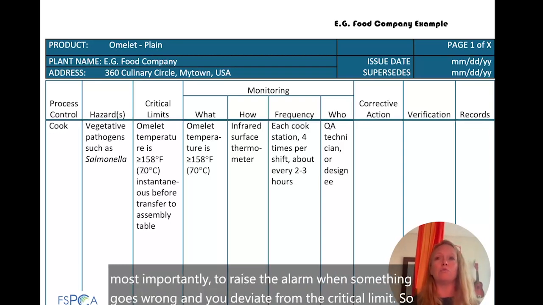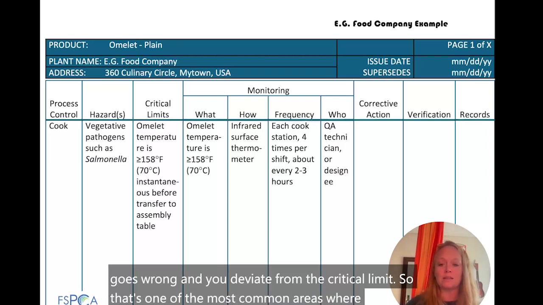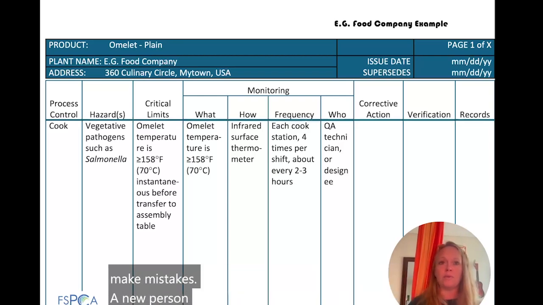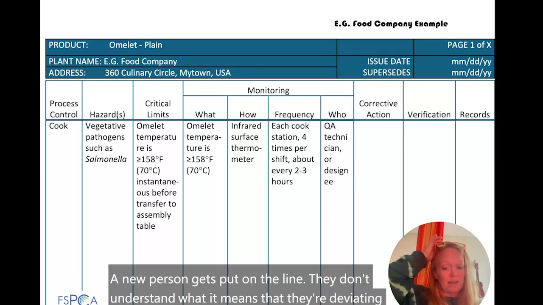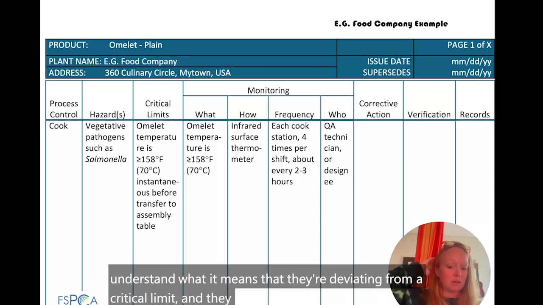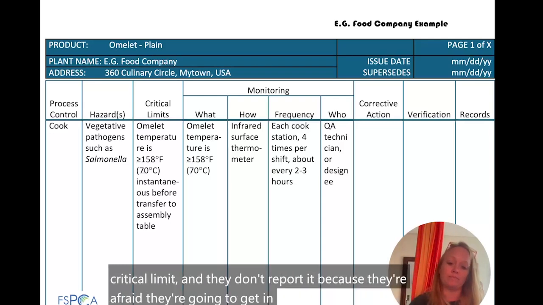So that's one of the most common areas where people make mistakes. A new person gets put on the line, they don't understand what it means that they're deviating from a critical limit, and they don't report it because they're afraid they're going to get in trouble. So training is key.